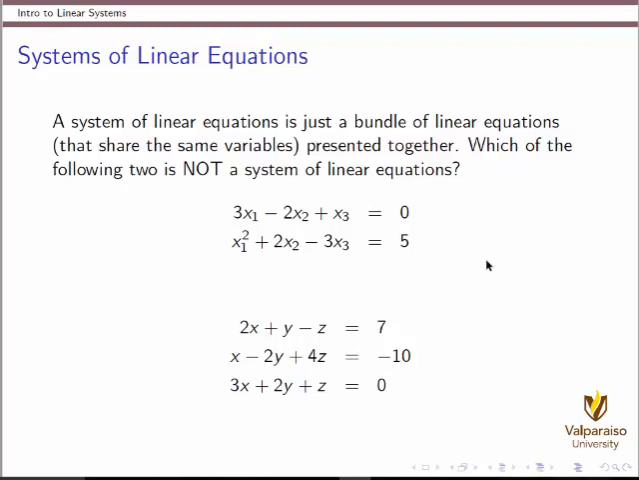Which one of these two on the screen is not a system of linear equations? Well, it's the first one, because x1 is squared in that first term there. So that spoils this equation. It's not linear, so it can't be. The second equation isn't linear. The system can't be linear. The bottom one is.